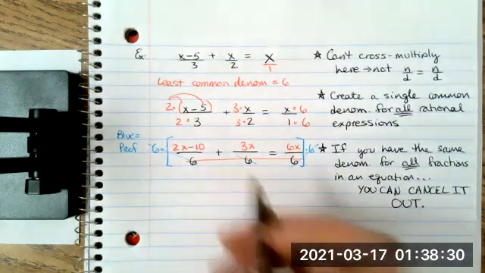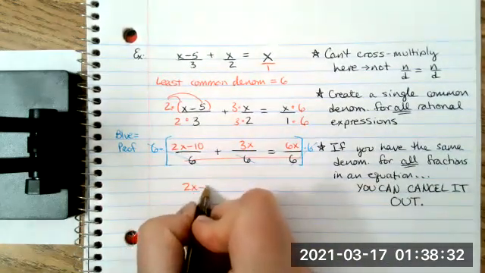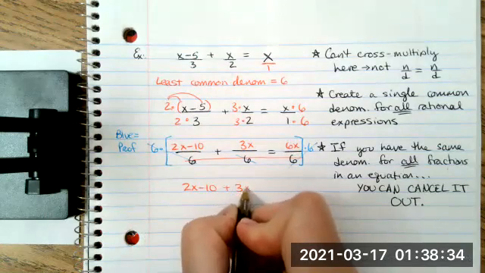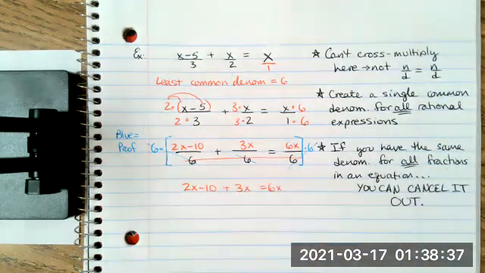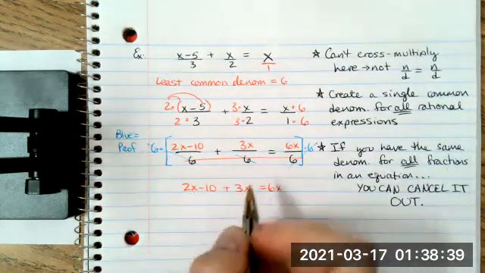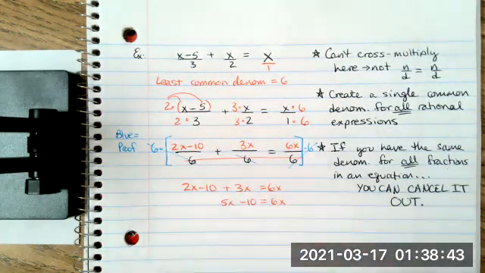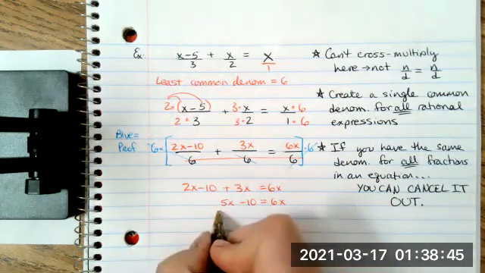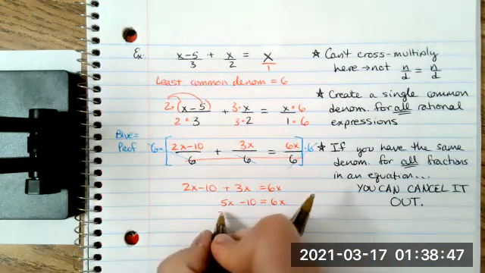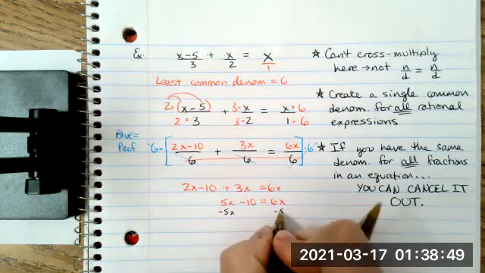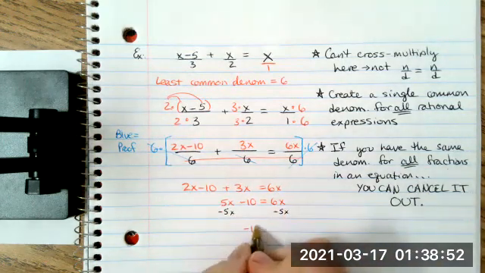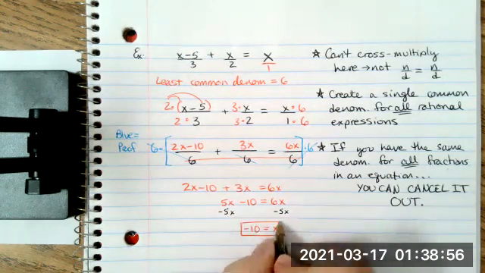So now all I have to do is solve 2x minus 10 plus 3x equals 6x. All right, so we're going to combine some like terms. 2x plus 3x is 5x. Minus 10 equals 6x. So I'm going to subtract 5x from both sides. I get negative 10 equals, well, that's just 1x, or x, and I'm done.